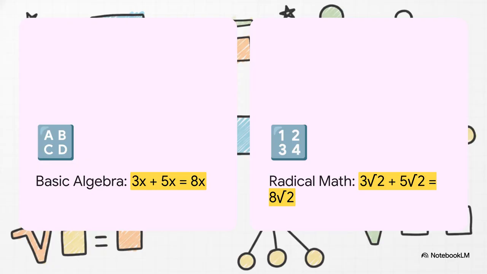Okay, just look at this side by side. On the left, basic algebra. 3x plus 5x is 8x. We all know that. You combine them because they're like terms. Now look at the right. It is literally the same logic. Think of the square root of 2 as just being your x. So 3 square roots of 2 plus 5 square roots of 2 gives you 8 square roots of 2. See? It's the exact same pattern.